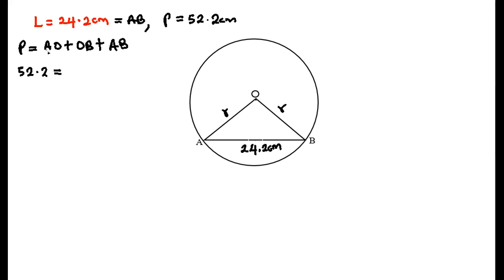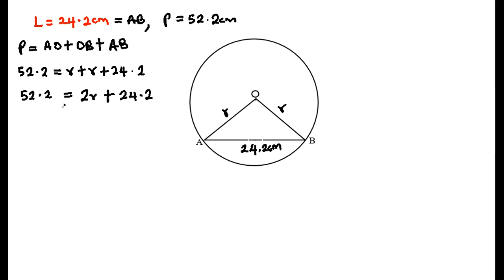equal to, what is your AO? From the diagram I sketched, AO is just R, plus what is your OB? It is also R. And what's your AB? AB is just 24.2. So I need to get the radius to have enough information. This is why I'm doing this. So I will have 52.2 equals R plus R, which is 2R, plus 24.2.